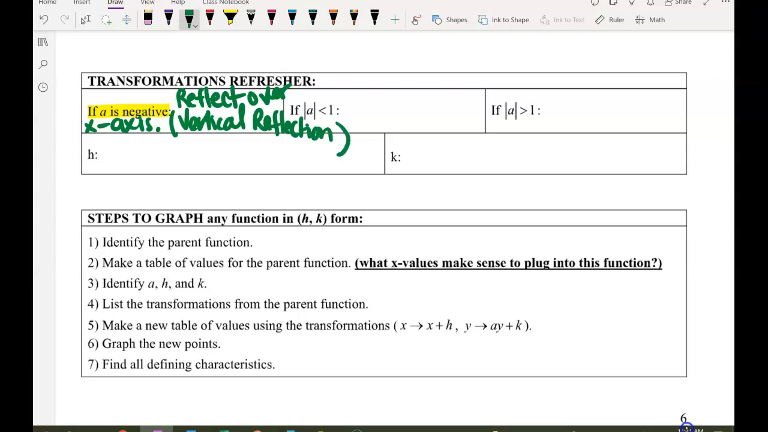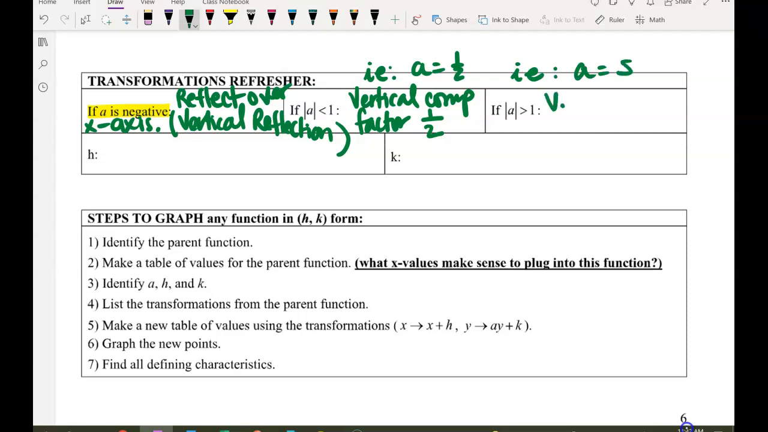Now, if the absolute value of A is less than 1, it is a vertical compression. So it's a vertical compression factor of whatever that is. If it's 1/2, then it's a vertical compression of a half. If it's a 5, then it's a vertical stretch because it's bigger than 1. So it's 1 over A, whatever that is. Let's call it, for example, A is 1/2. So it's a vertical compression of a half, so 1 over 2. If, for example, A is going to be 5, now that's bigger than 1.